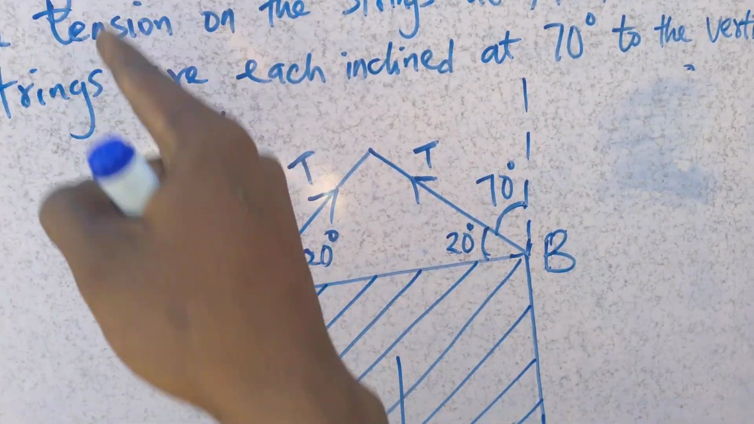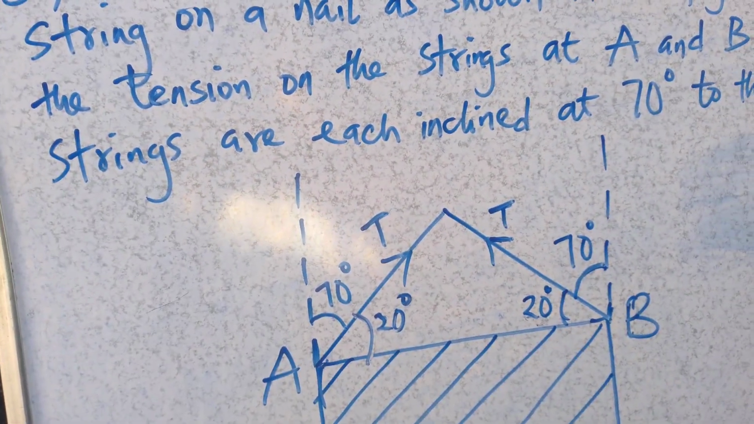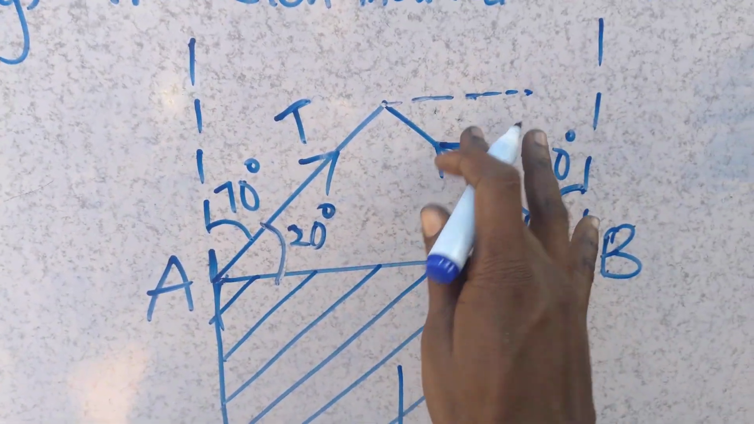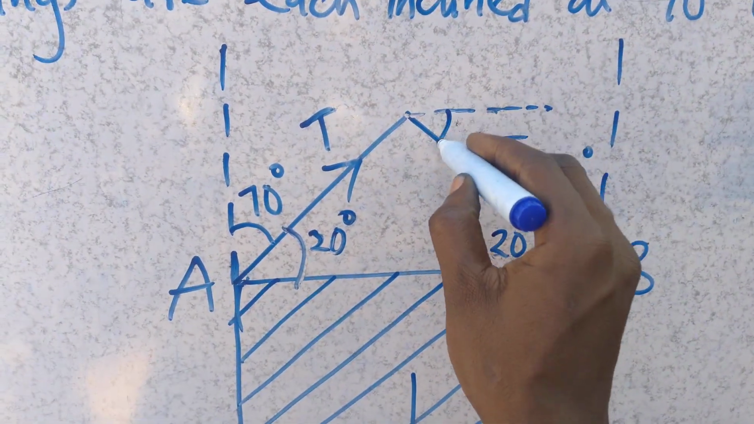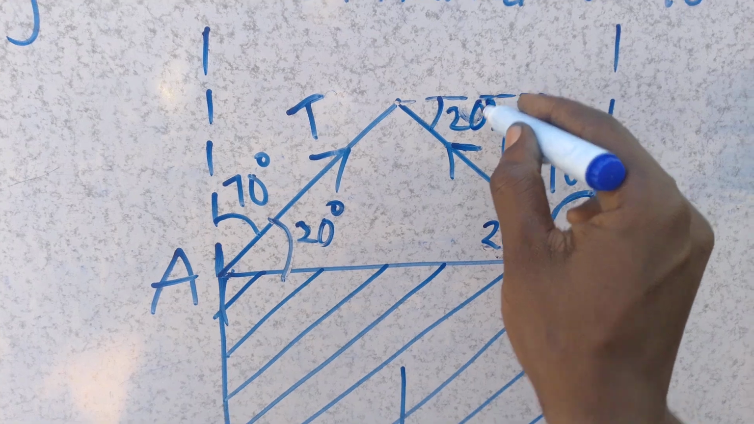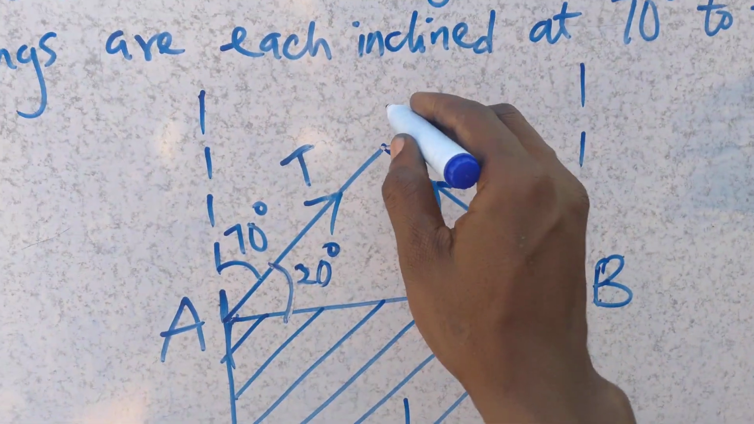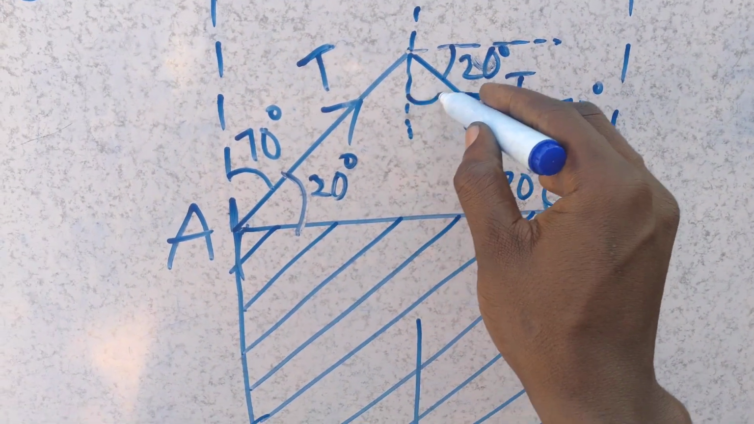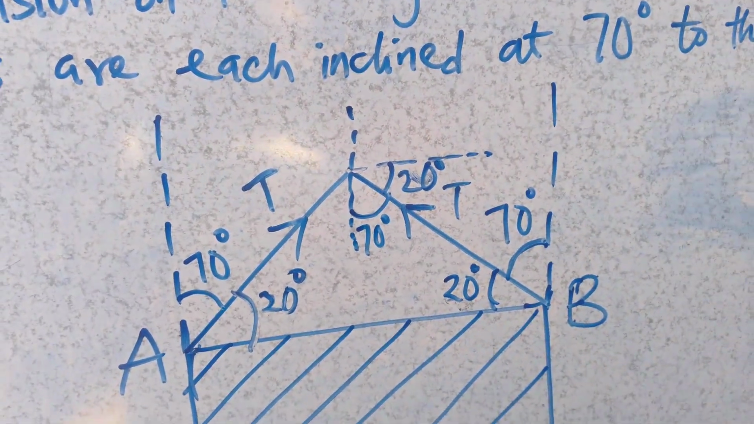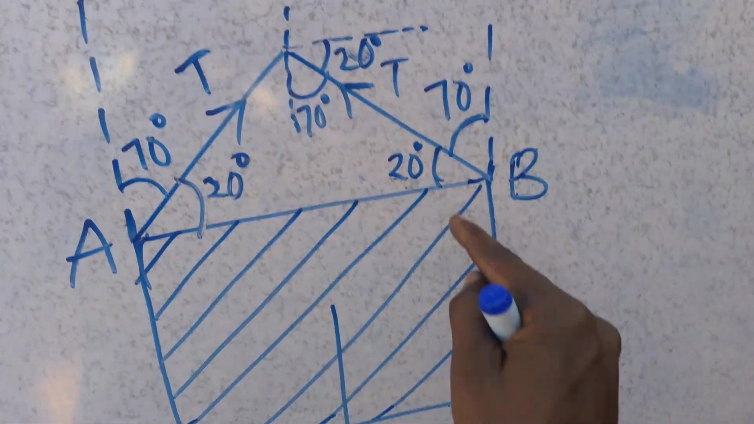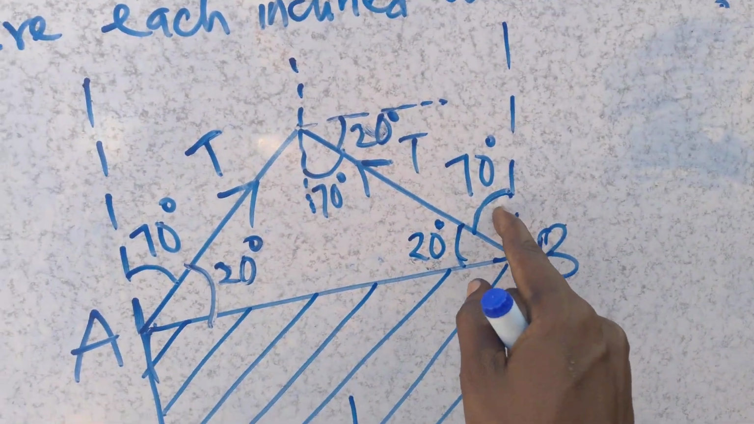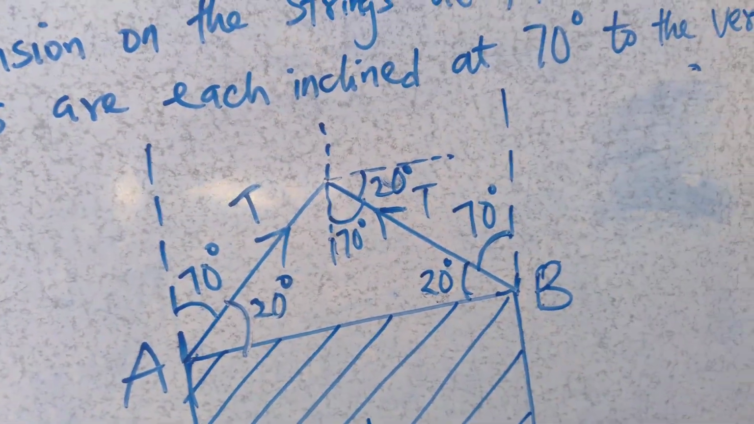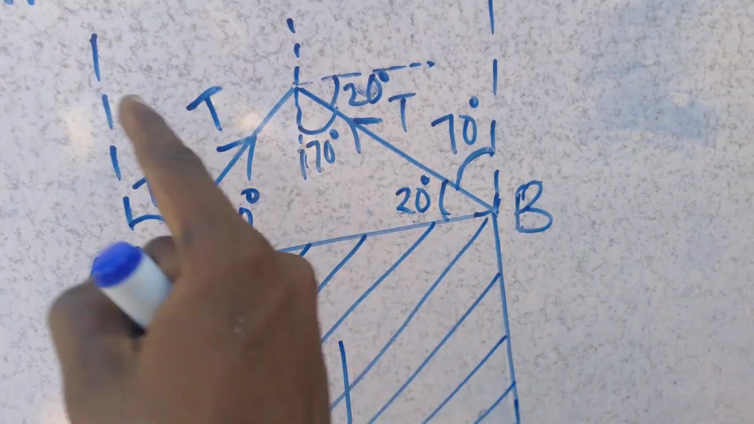Take this one going like this, and you must know that if this is 20 degrees, then here is also 20. So this will alternate here as 20 degrees, and then drawing something downwards like this, this will alternate as 70 degrees. So 20 degrees is alternate to 20 here, and 70 is alternate to 70 degrees here. Take this line going like this and take the angle.